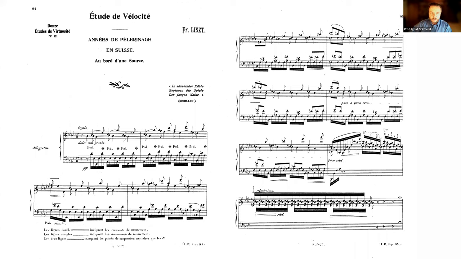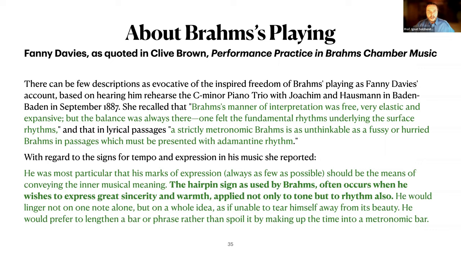Here is Fanny Davies, a student of Brahms, talking about hearing him rehearse the C minor trio with Joachim. She says that his manner of interpretation was free, very elastic and expansive, but the balance was always there. One always felt the fundamental rhythms. I want to really focus on what I put in bold: the hairpin sign used by Brahms often occurs when he wishes to express great sincerity and warmth, applied not only to tone, but also to rhythm.